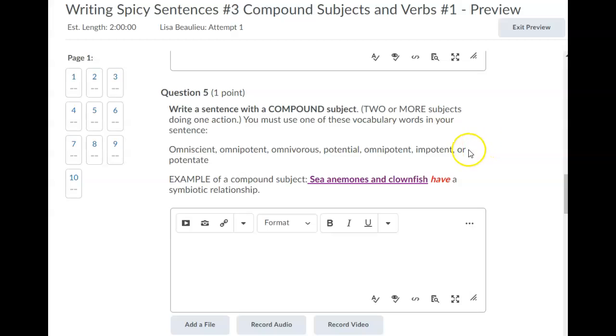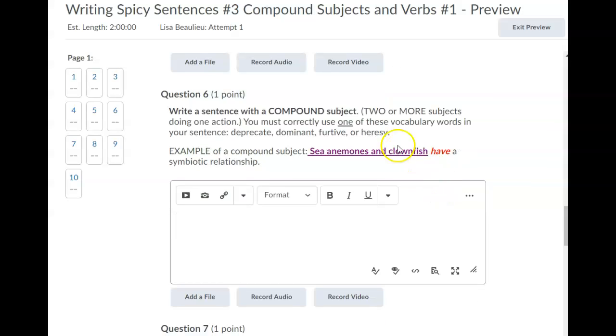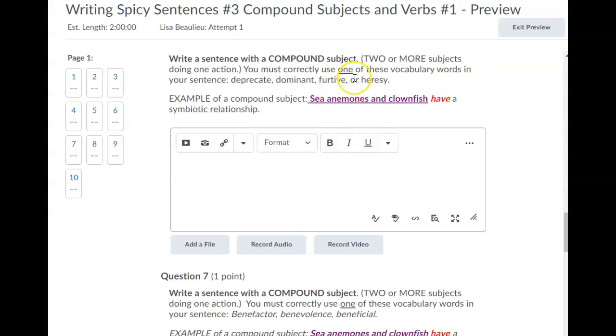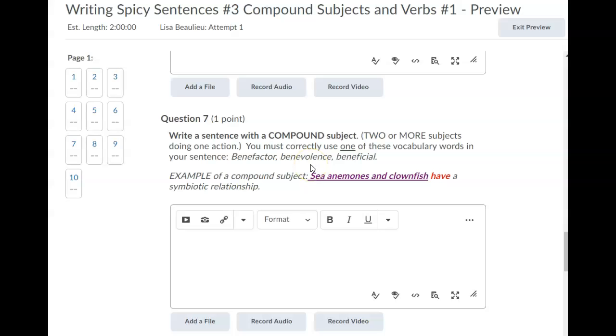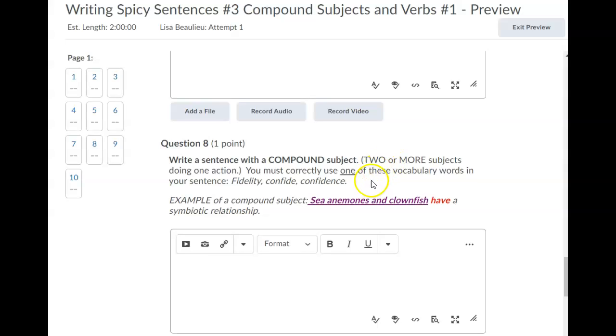The thing is, to make sure that I know that you actually wrote this, I'm asking you to use one of our vocabulary words in your sentence. The goal is to use the vocab word, to use 2 subjects and 1 verb. Same exact thing here, another compound subject, but this one has different vocabulary words. Again, another compound subject with one of these vocabulary words. And again, another compound subject using one of these words.